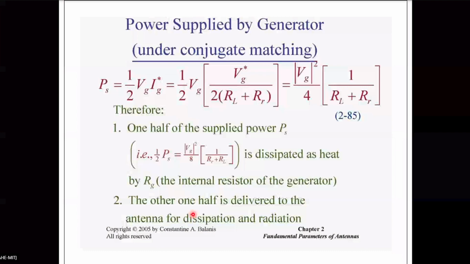So half the power is lost in the generator resistance under maximum power transfer. Under maximum power transfer, half the power is dissipated in the generator resistance and the other half has two parts: one is the loss part and one is the radiation part. So have you understood? Yes, sir. Okay.